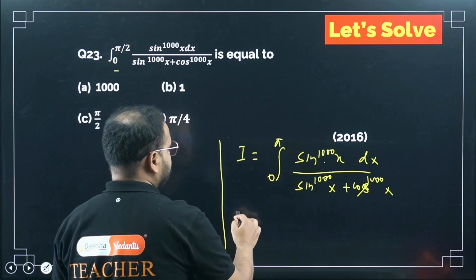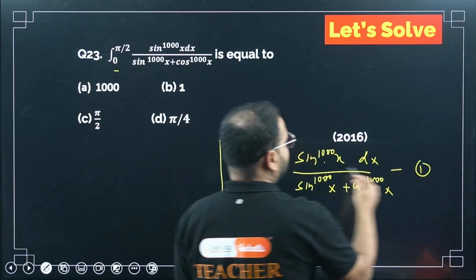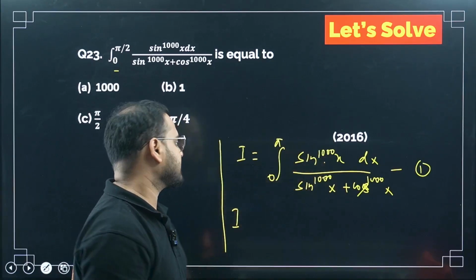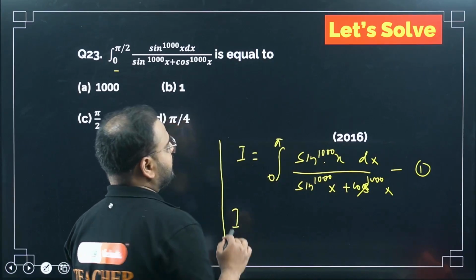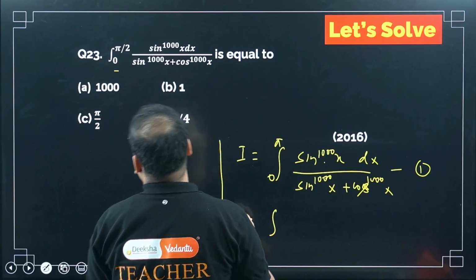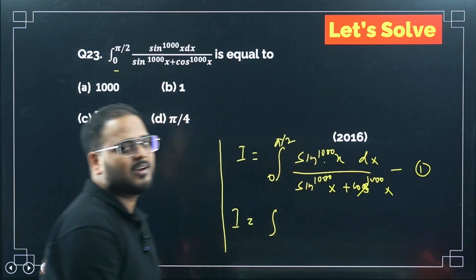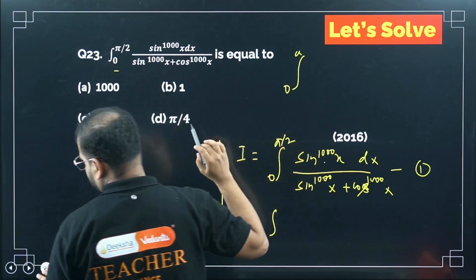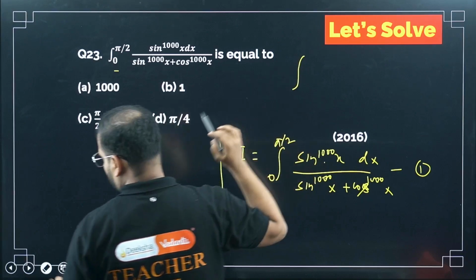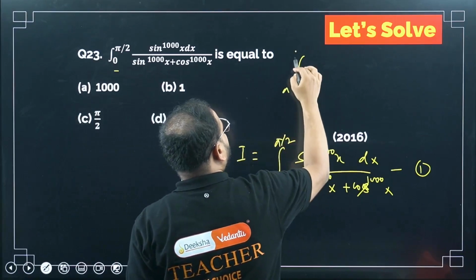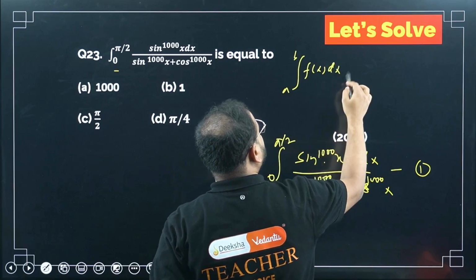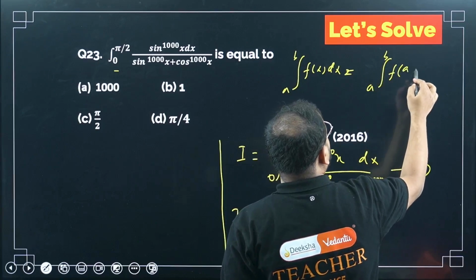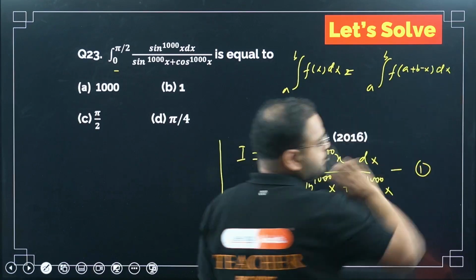So if I take this as my equation 1 and replace sine as cos of 90 minus x, how come like this, sir? Remember this property: the integral from a to b of f(x) dx can be written as the integral from a to b of f(a plus b minus x) dx, with no change.